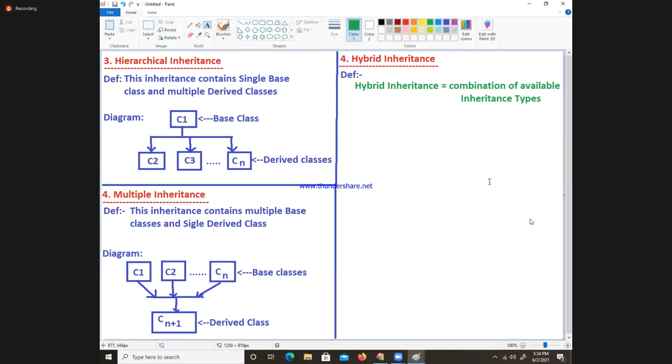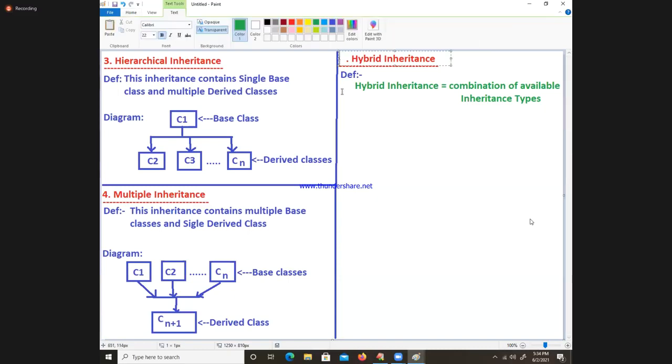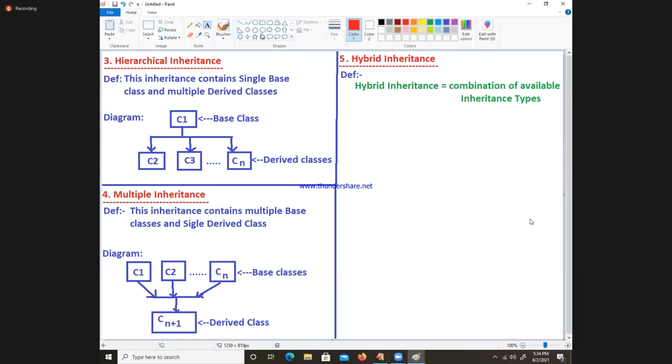Okay, fifth. I will write it as 5. This is called 5. Hybrid inheritance is the combination of any available inheritance types.